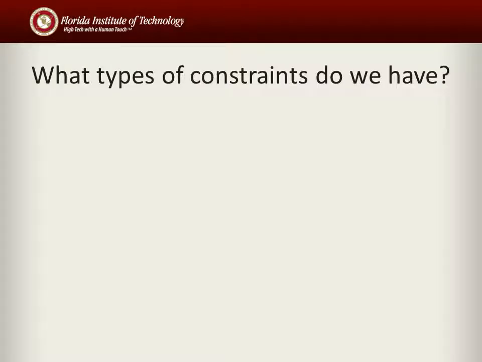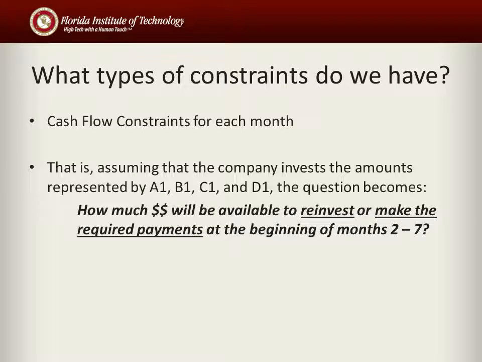So what are the constraints in this particular type of LP problem? Basically we have something called cash flow constraints for each month. Basically this is saying that, assuming that the company invests the amounts represented by A1, B1, C1, and D1, which is the upfront amount, the question is how much money will be available to reinvest or make the required payments at the beginning of months 2 through 7.